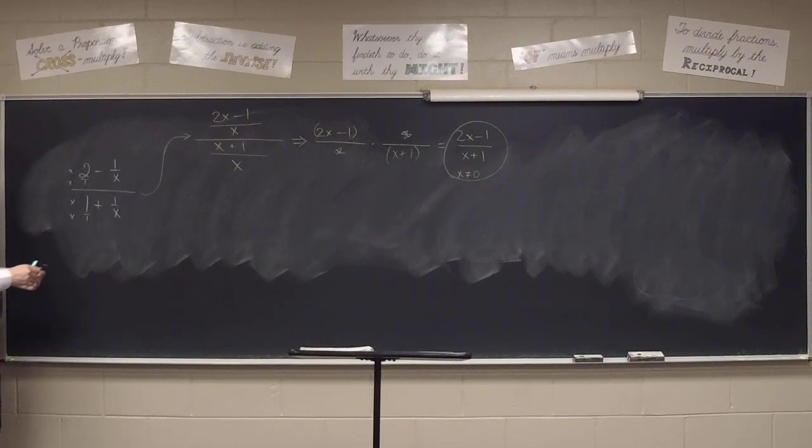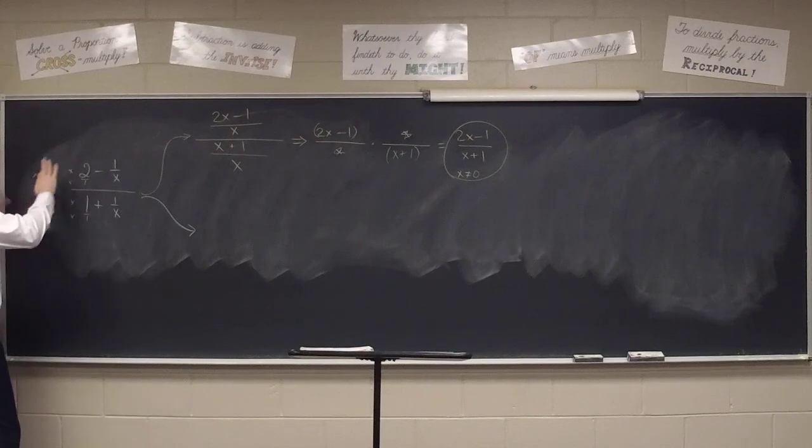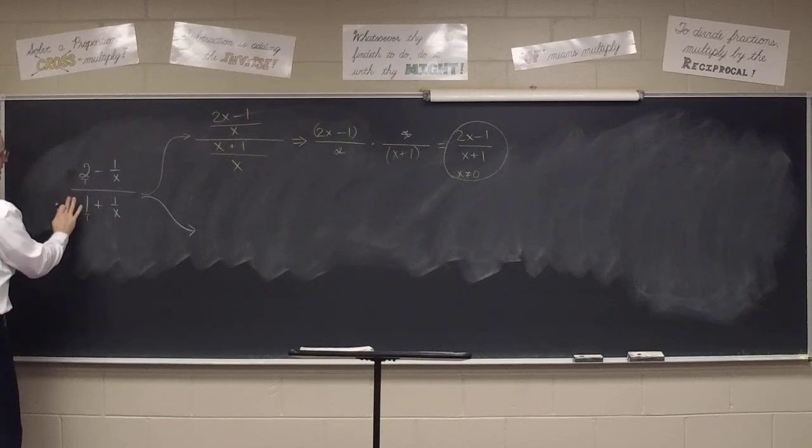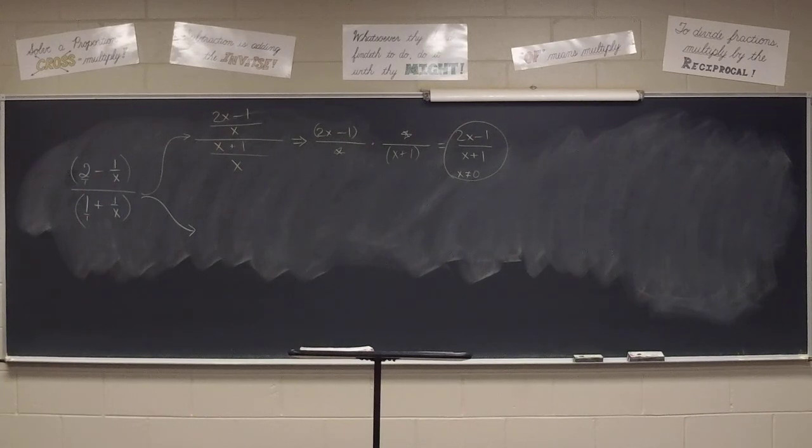All right, but there is another method that we could have used. The other method would be to look at everything and ask ourselves, what is the LCD of everything, Gavin? X. Well, that's a pretty easy denominator, isn't it? When there's an easy denominator, this is a pretty easy method to use. So we're literally going to distribute everything by an x.